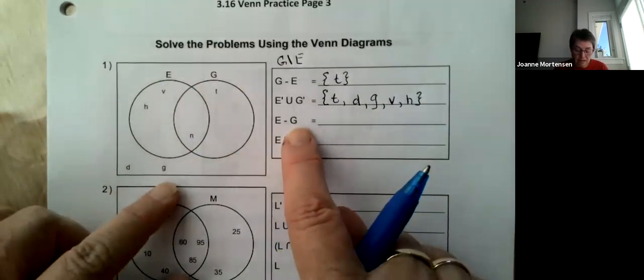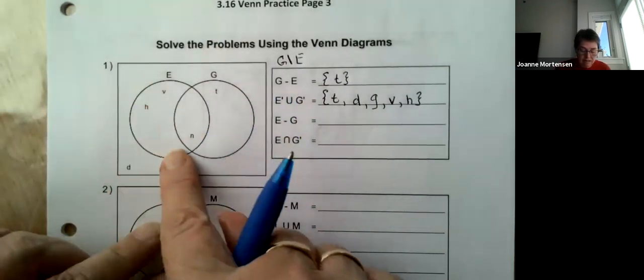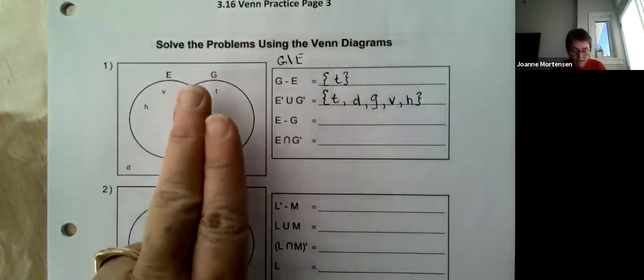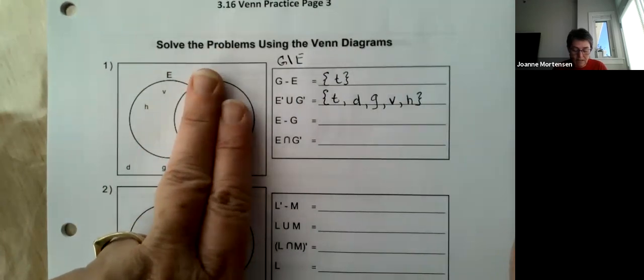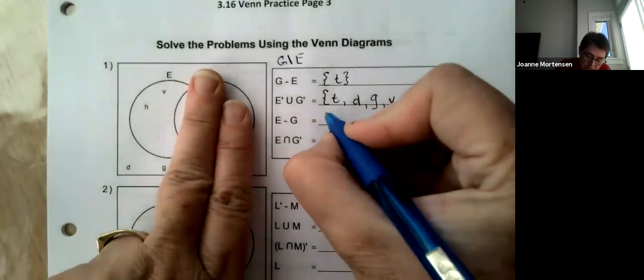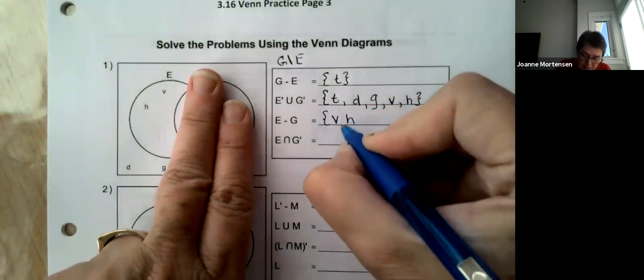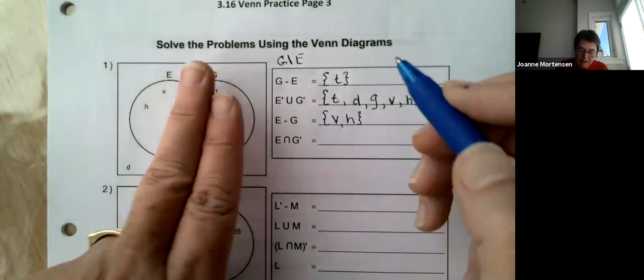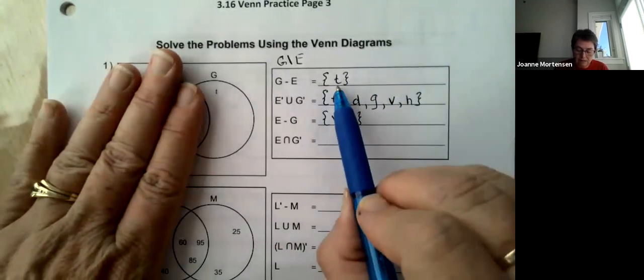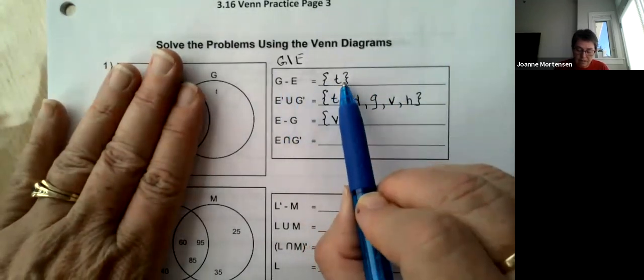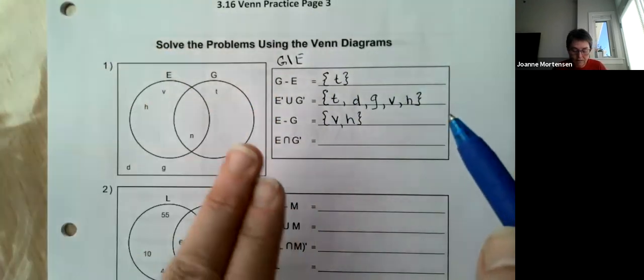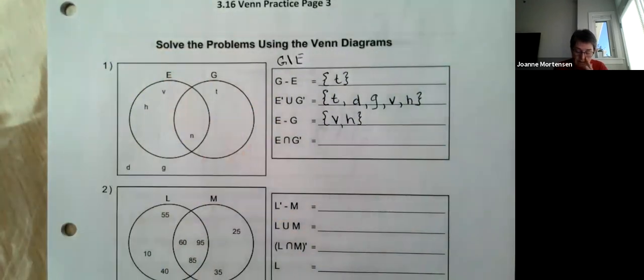Now we've got E, but not G. So here's E, and I don't want to include what is in G. So that's going to give me V and H. Just like this one. G minus E was just that. Now I'm doing the opposite to go that way.